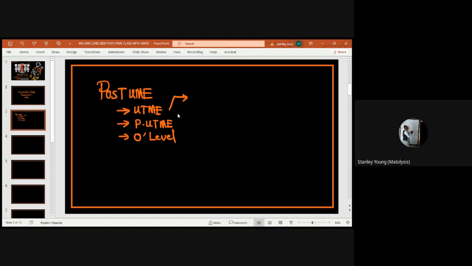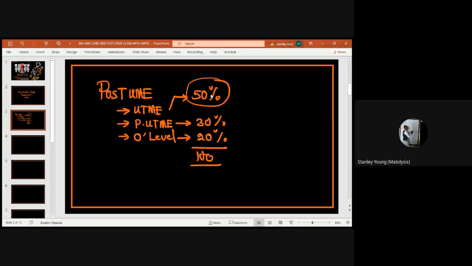So for UNILAG, the mark distribution is usually 50% for UTME. For post UTME, it's going to be 30%, while for O level, we have 20%. Everything adds up to 100%. Let me take that again. The UTME contributes 50% to the aggregate. Post UTME contributes 30%, while O level contributes 20%.